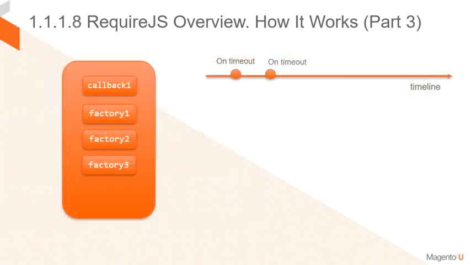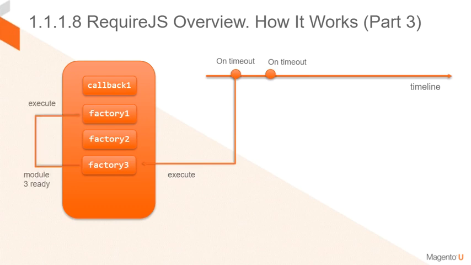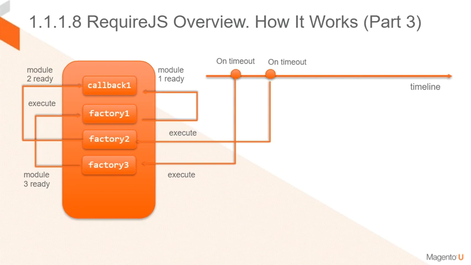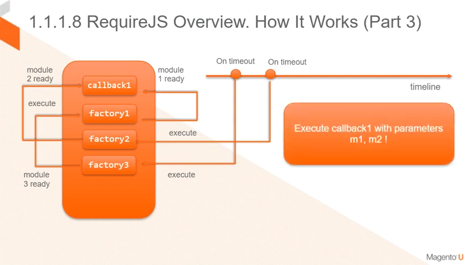Some function on timeout will execute the factory 3 function, which will trigger a notification for Module 1 that Module 3 is ready. Since Module 1 doesn't have any unresolved dependencies, its factory 1 will be executed and its result will be stored as exports 1. After that, Module 1 will trigger a notification to callback 1 that Module 1 is ready and exports 1, the first parameter, is also ready. However, callback 1 has another unresolved dependency, so it will continue to wait.